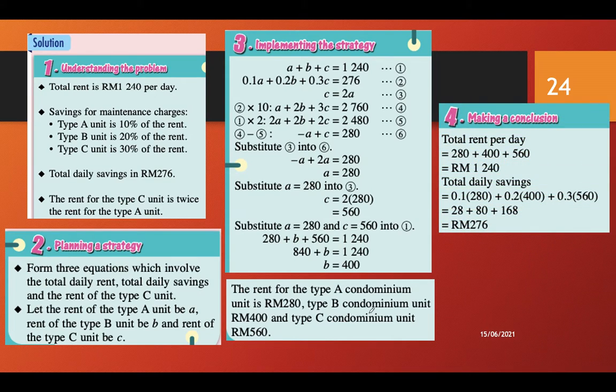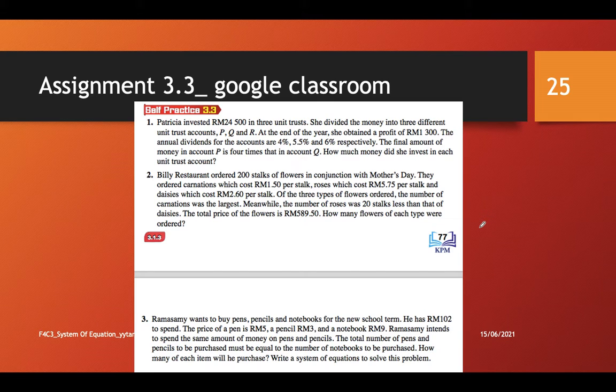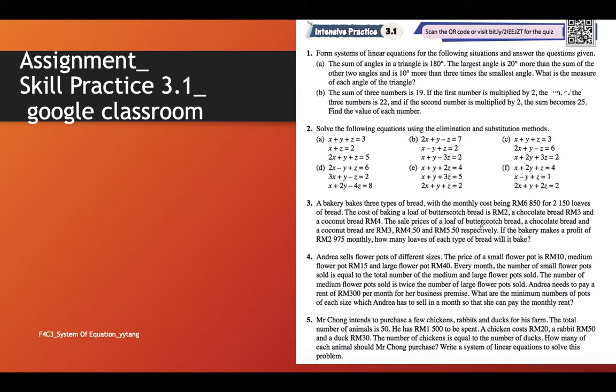Okay, then dia masuk balik, betul ke? Oh, betul. A tambah B tambah C ialah 1240, betul. Then total saving, kalau dia darab 10%, darab 20%, darab 30%, dia dapat 276. So, making conclusion betul lah. So, sekarang try self-practice 3.3 and intensive practice 3.1.